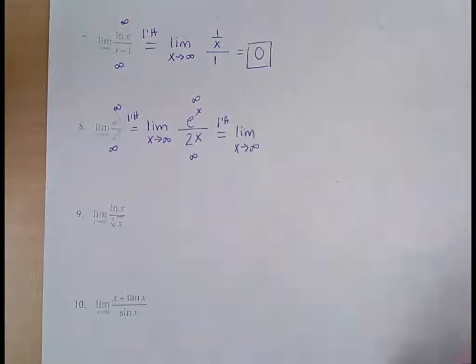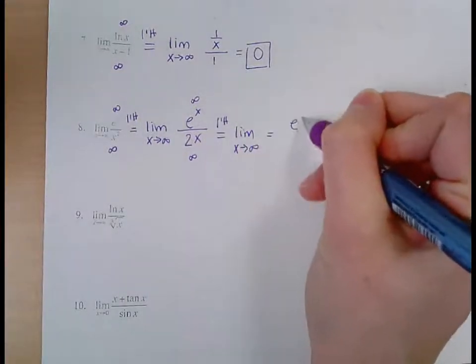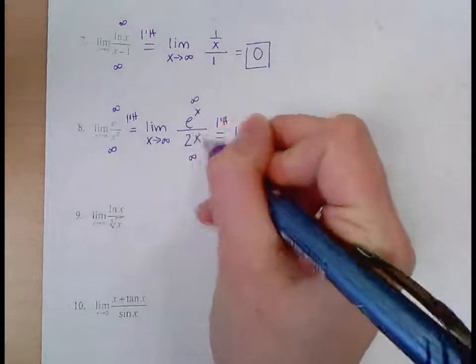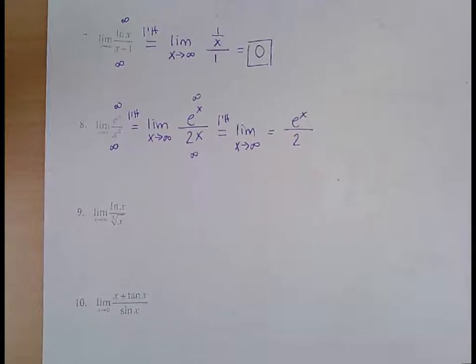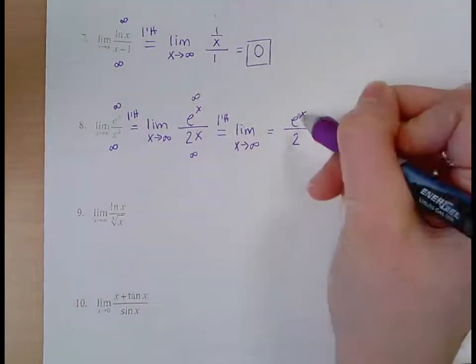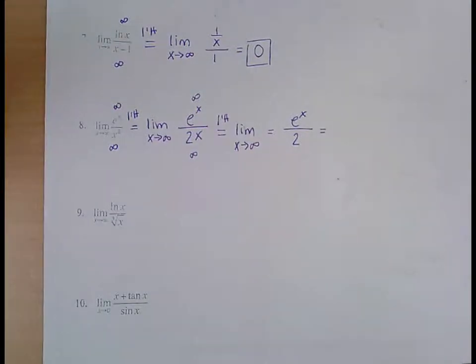So you may need to use it more than once, but you have to make sure after the first derivative you took that you still have an indeterminate form. So I'm still going to have e to the x on top. The denominator is now derivative of 2x, which is 2. So now e to the x approaches infinity, 2 just approaches 2, and infinity, a large number divided by 2 is still large, so it approaches infinity.